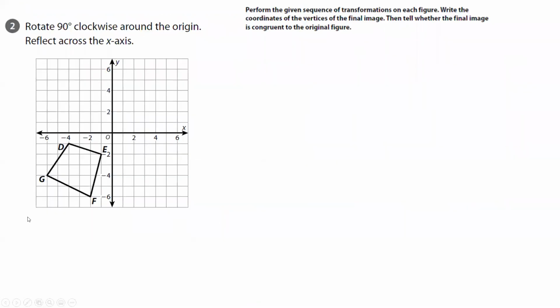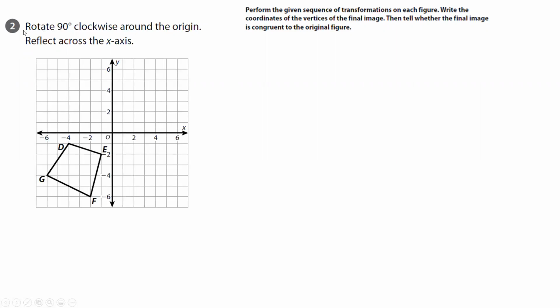Speaking of number two, they give us the quadrilateral DEFG, and they want us to rotate 90 degrees clockwise and then reflect across the x-axis. You need to do these in the order given. So I need to rotate before I reflect. If you reflect, then rotate, chances are your answer will be incorrect. The order of the sequence really does matter.